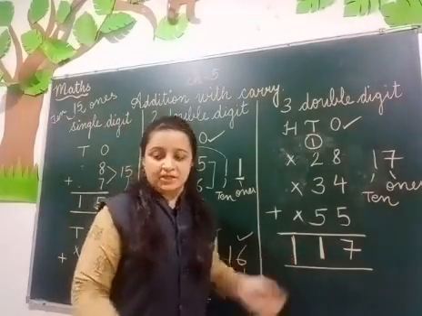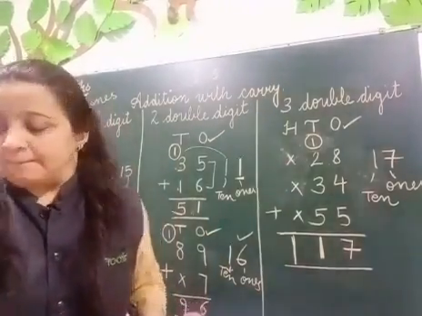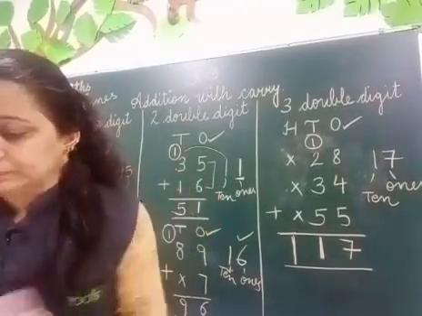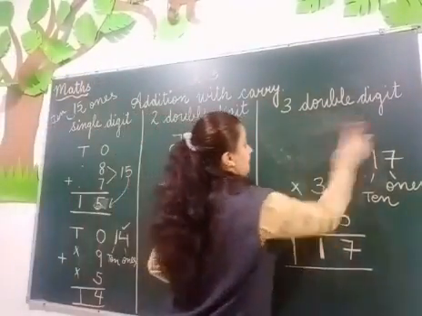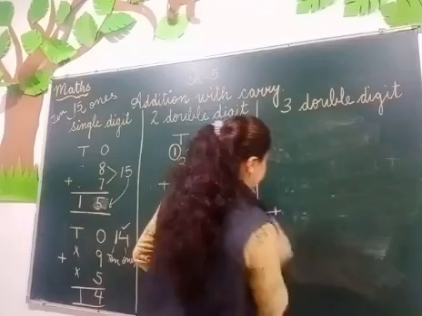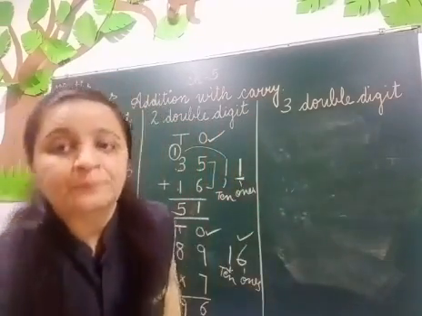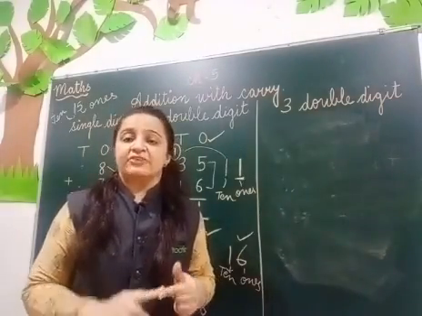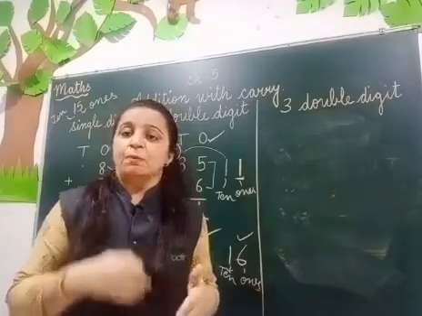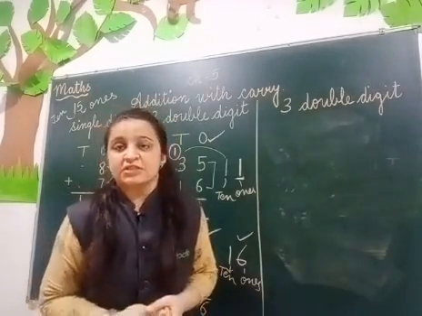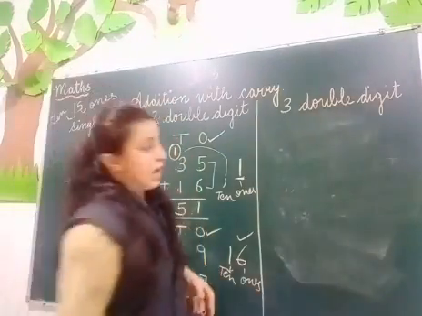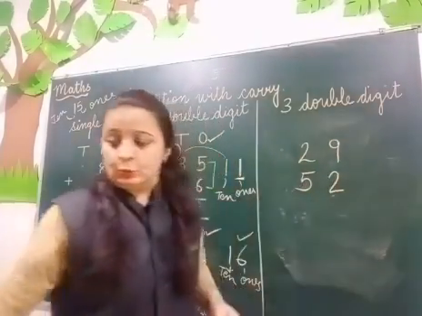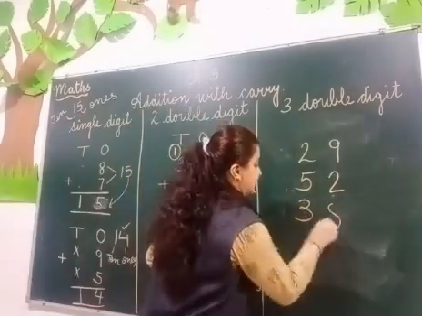Okay, understood? Let us take one more example of 3-digit numbers. Babies, are you getting carry? What is carry? समझ में आ रहा है? Yes. Okay, see the video carefully and try to understand, and I will explain you more clearly in the live sessions also. Okay. So now let us add 29, 52 and 38.